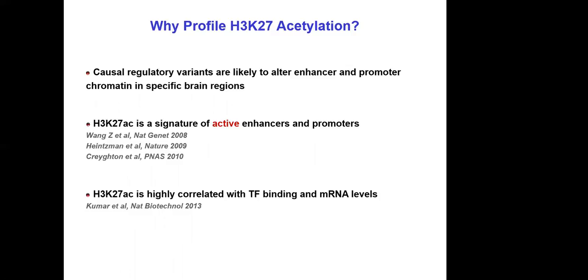K27 acetylation is also really nice because it correlates with transcription factor binding and it correlates with mRNA levels. So you can almost think of it as a linker between TF binding and mRNA. It's more correlated with TF binding than mRNA is correlated with TF binding. It's more correlated with mRNA levels than TF binding is correlated with mRNA levels, and so on. So it's kind of an intermediary.